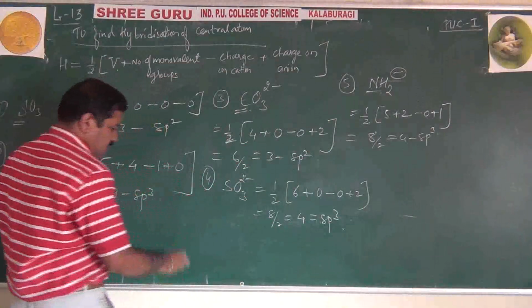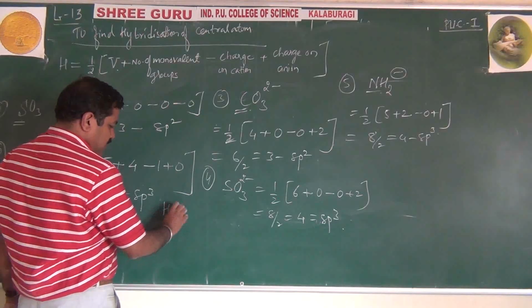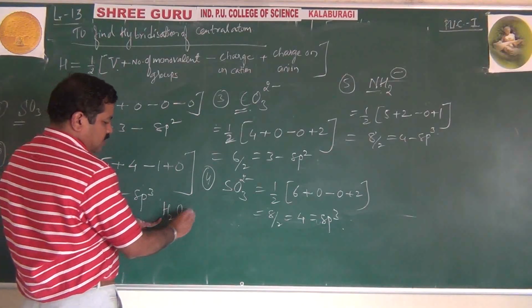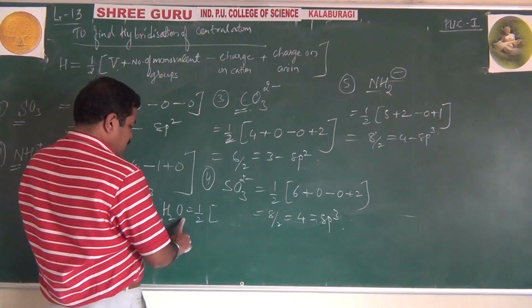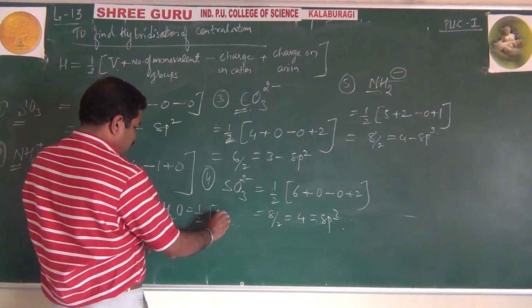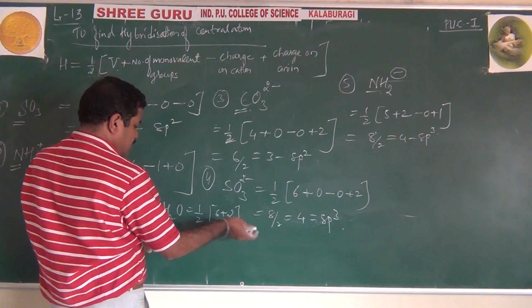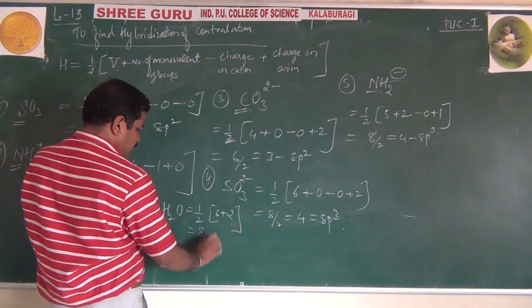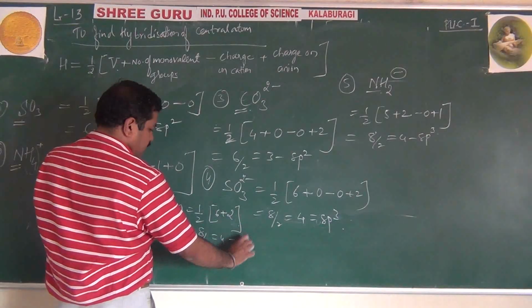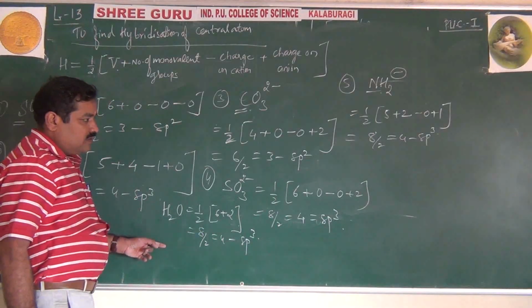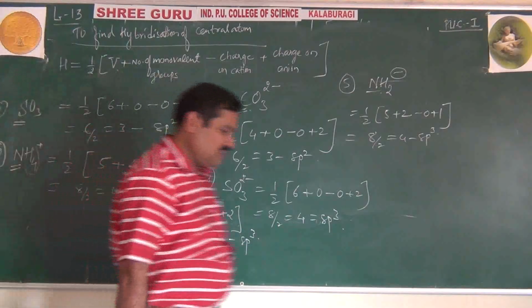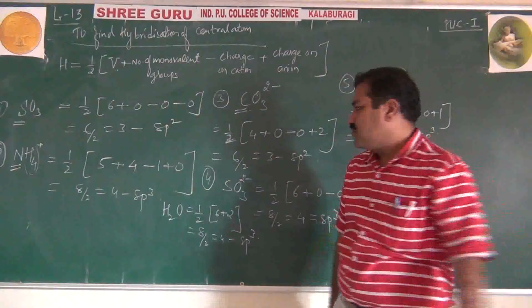Not only that, even see here, water, H2O. Suppose you are asked to calculate the hybridization of oxygen. Very simple. H2O. See, I will show you. Valence electron 6, monovalent group 2, no charge, no anion. 8 by 2, 4, sp3. 2 bonding pairs, 2 lone pairs. Right? Like this you can find hybridization of the central atom.